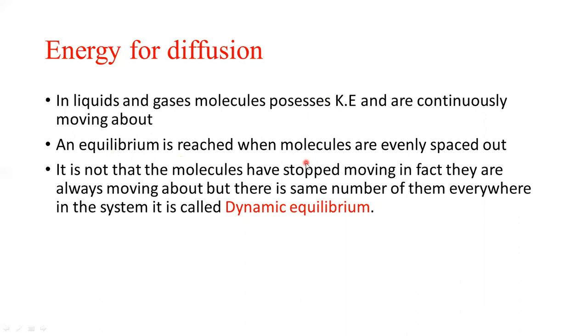An equilibrium is reached when molecules are evenly spaced out, and it is not that the molecules have stopped moving. In fact, they are always moving about, but there is the same number of them everywhere because there is no net gain or net loss of the substances. There is no net movement of the substances. In such a situation, this system is maintaining a dynamic equilibrium. So when dynamic equilibrium is maintained, there is no net transport of the material.